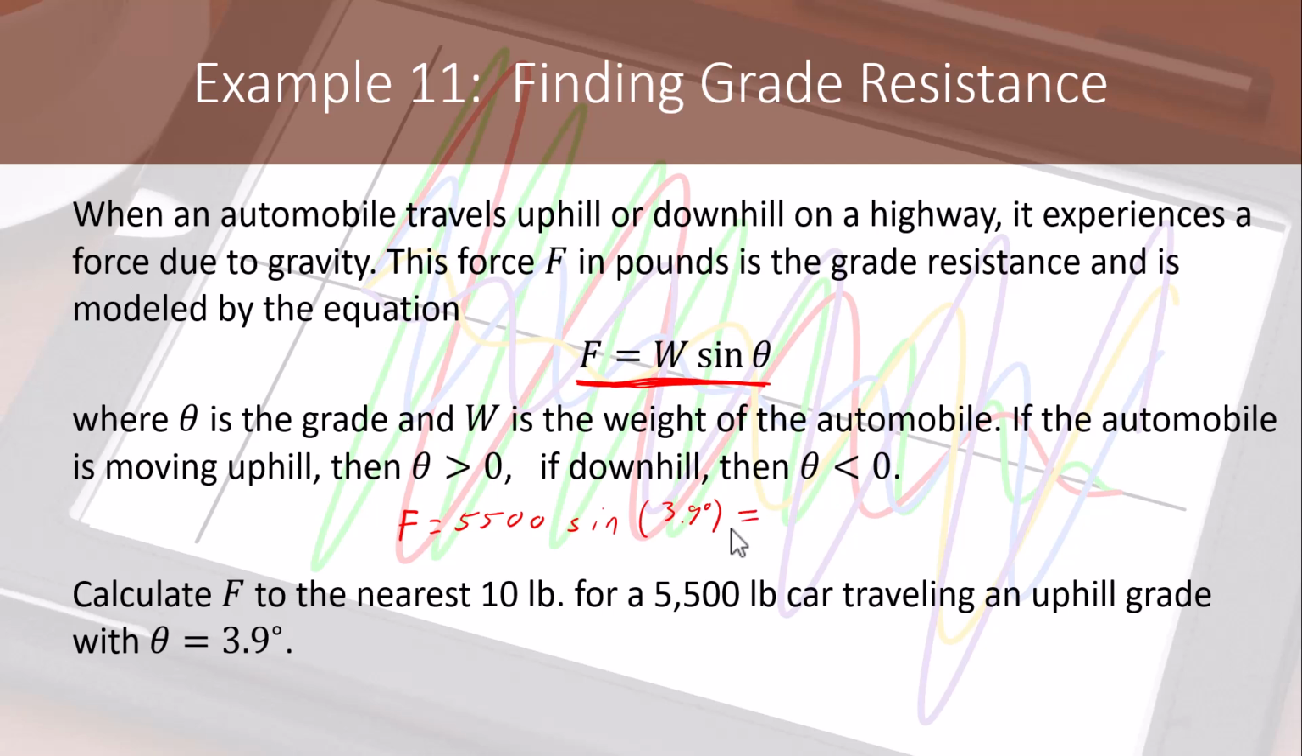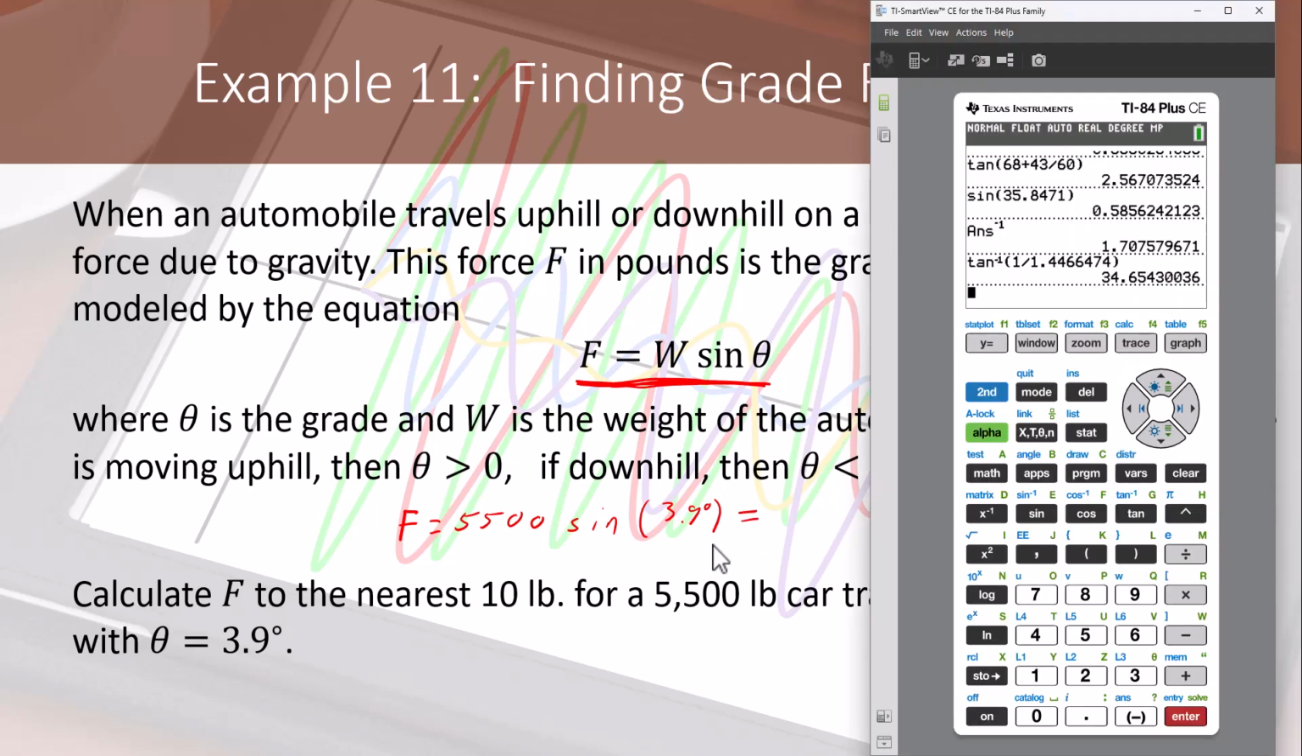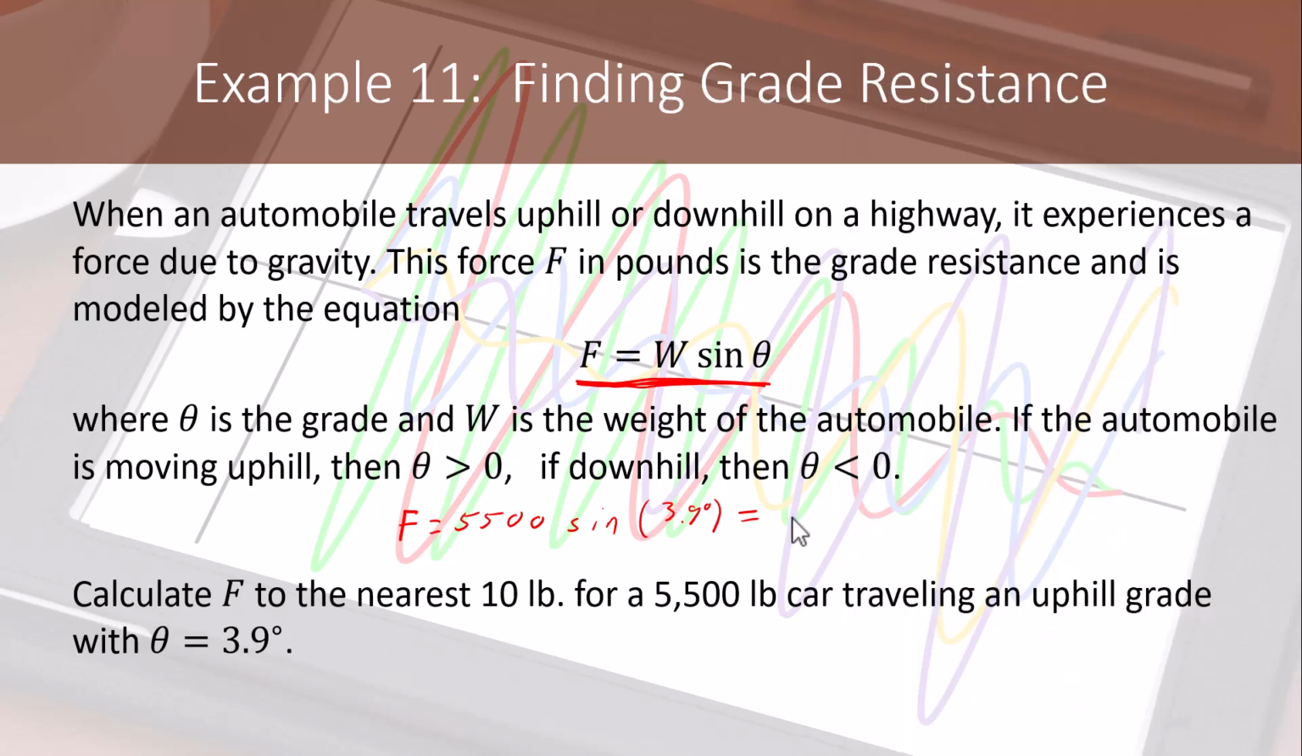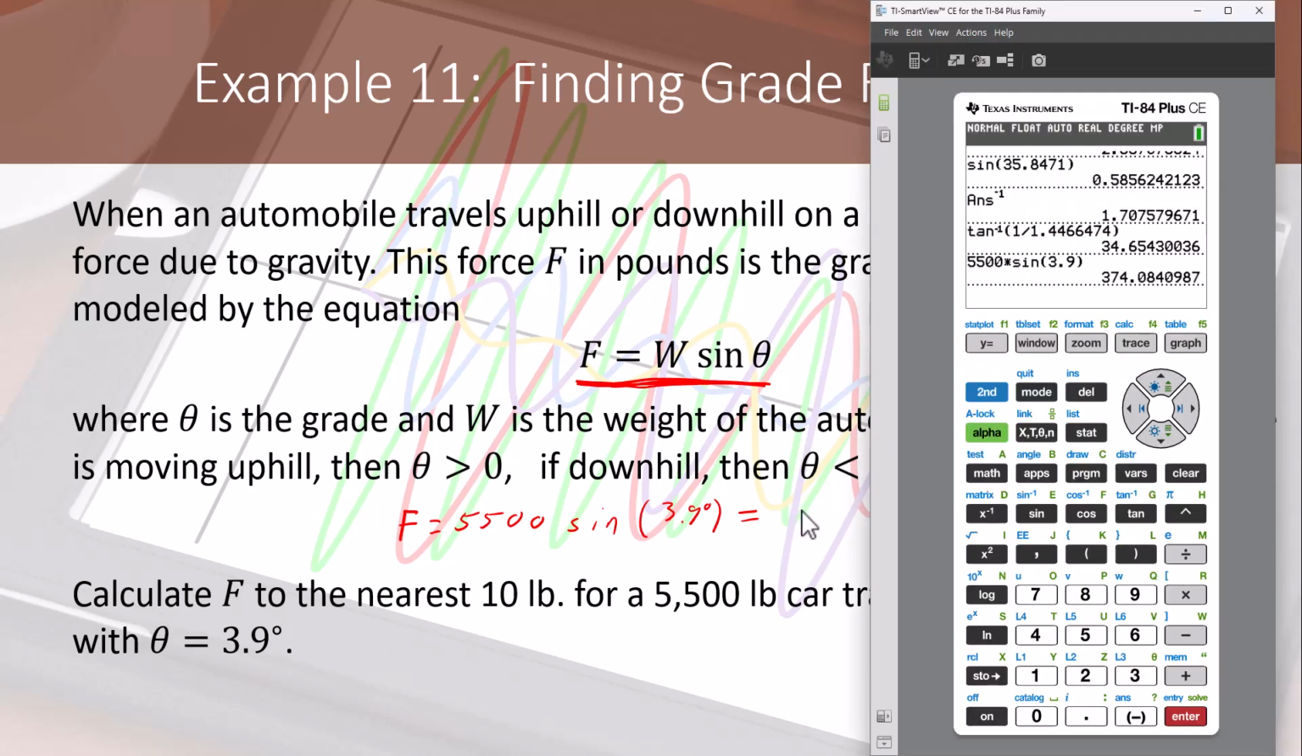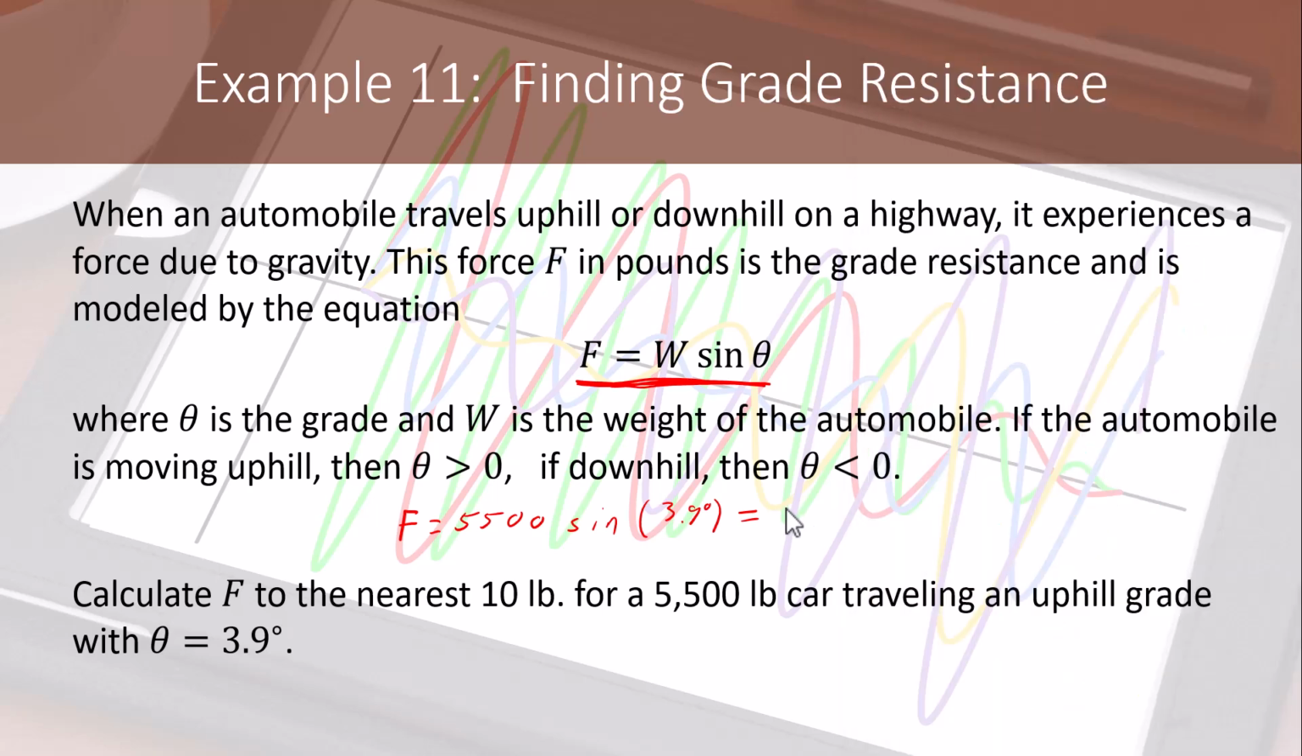Okay, and what's that going to be? Well, let's check our calculator and find out. That is going to be 5500 times sine 3.9. Close that parenthesis, hit enter. There you go. We have that F is going to be equal to 374 pounds, but keep in mind we want this to the nearest 10 pounds.